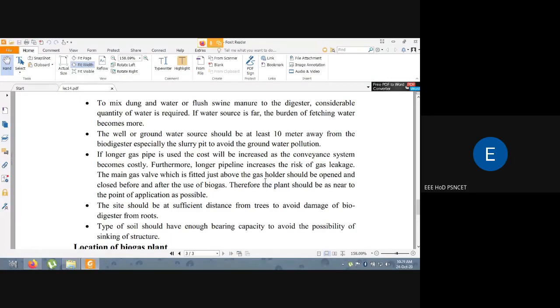So we have generated the gas and we have transported that gas through the pipelines. If the length of the pipelines is too long, definitely there will be some gas leakages. So to avoid that, the usage area or the consumption area should be nearby the production area. Okay, that's the thing we have discussed.